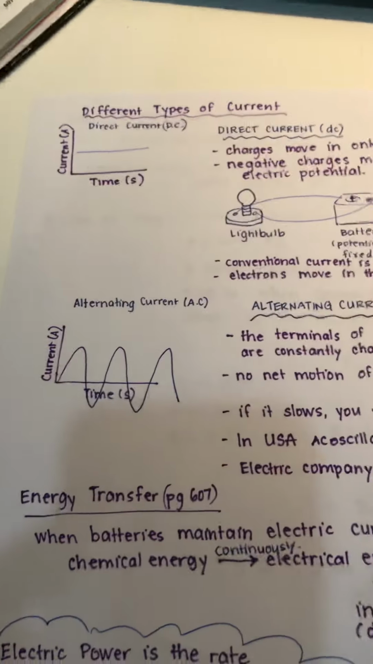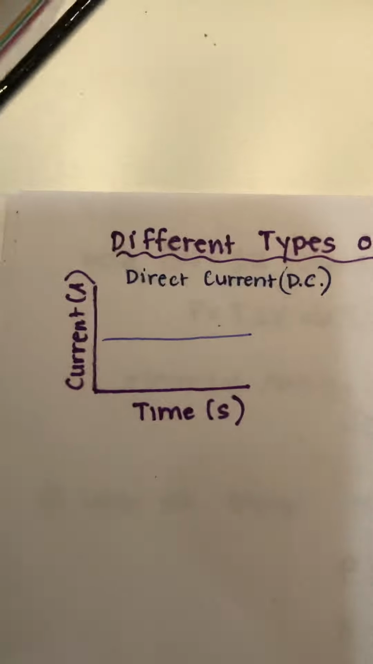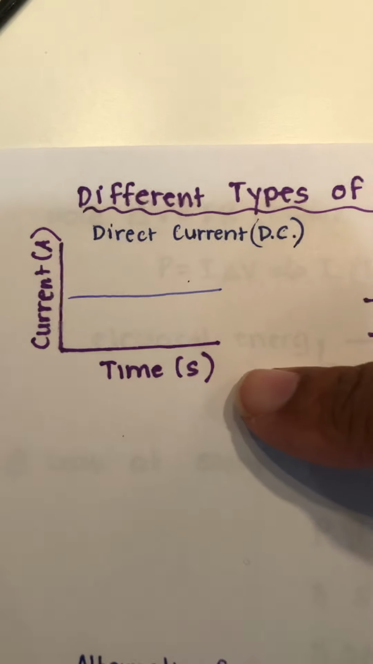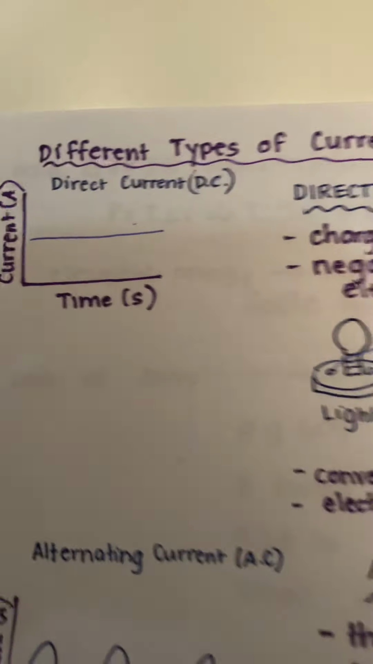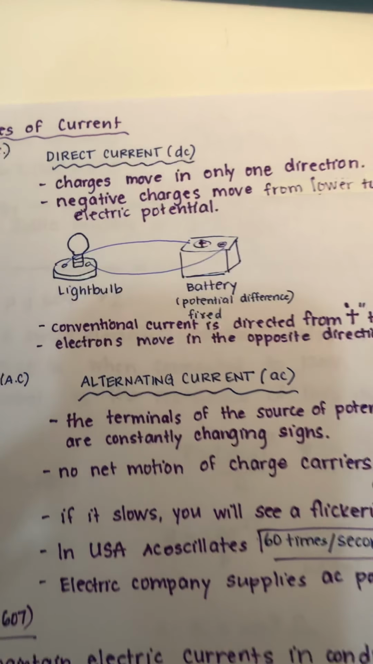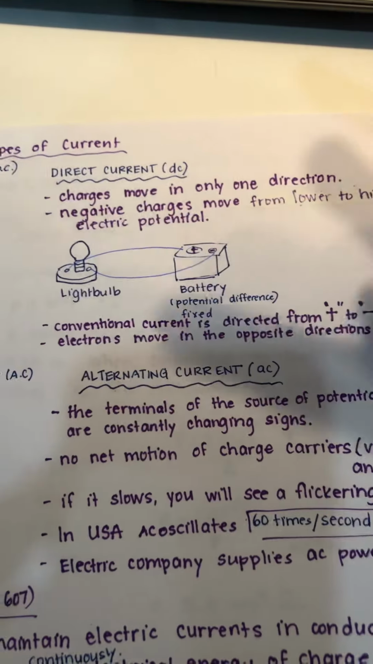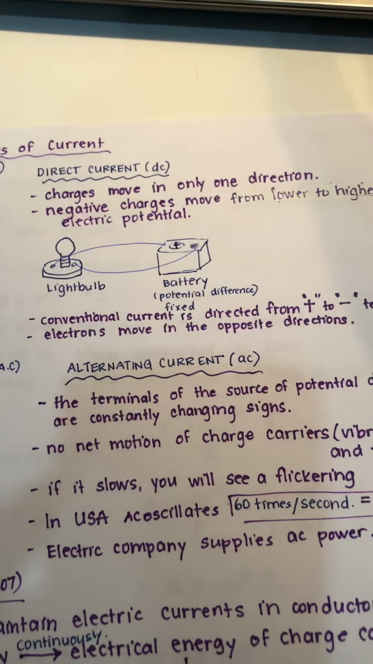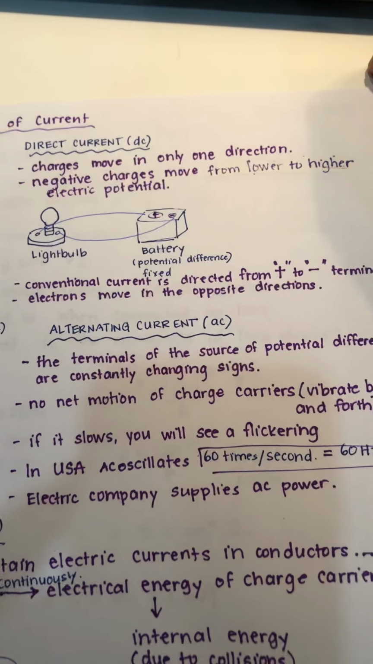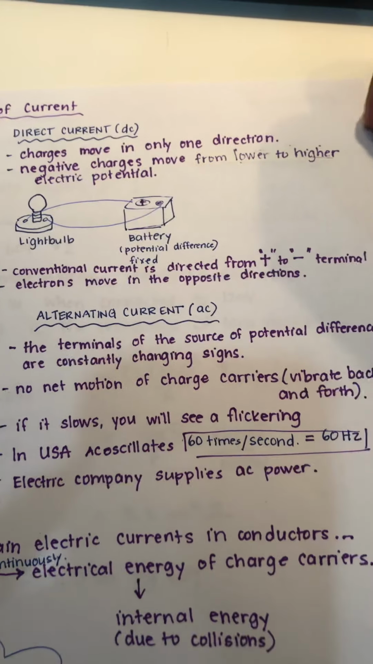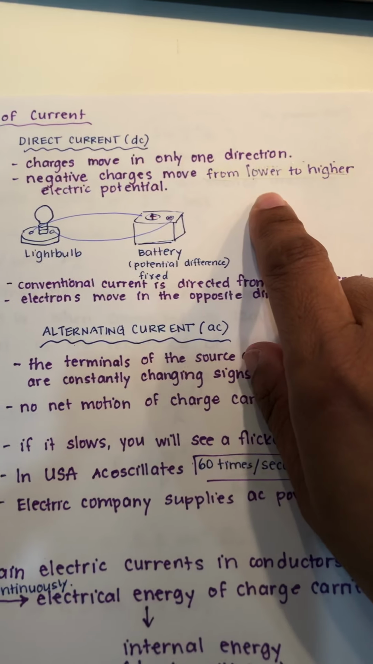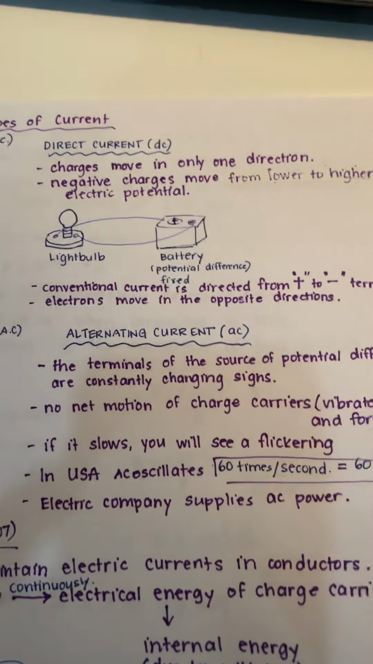The first one is DC, the direct current, and if you can see from my graph of current in amps over time, it is a straight line. It is direct, as it says. So in a direct current, the charges move only in one direction. Now these are negative charges, and this time they move from lower to higher electric potential.